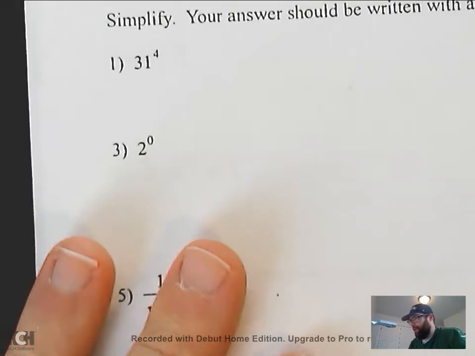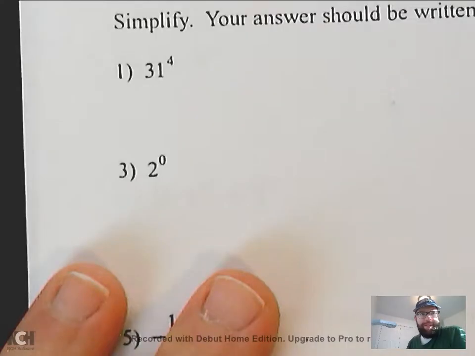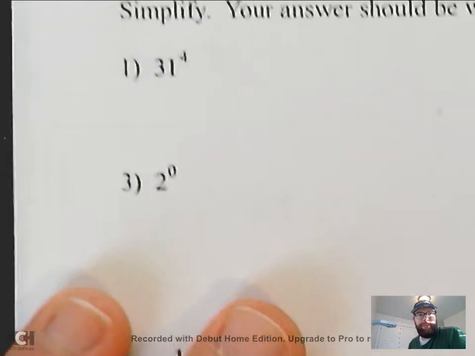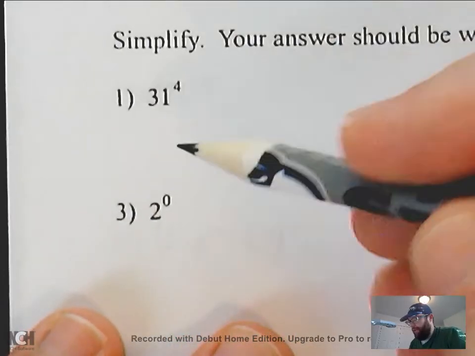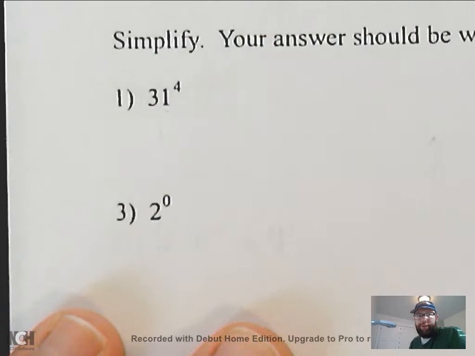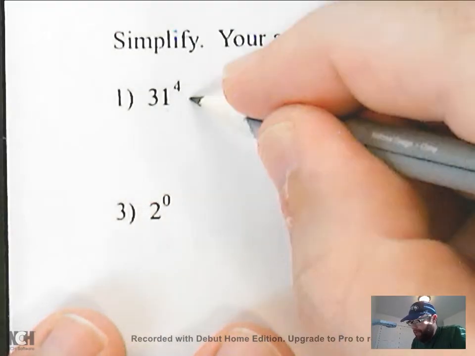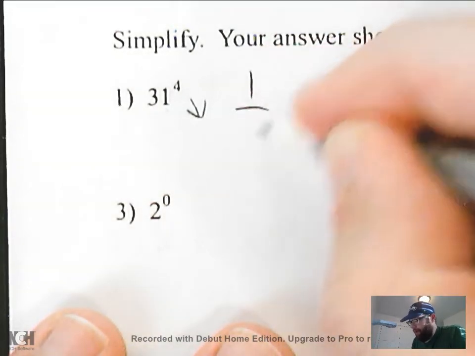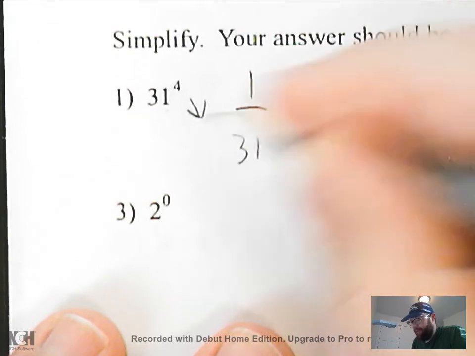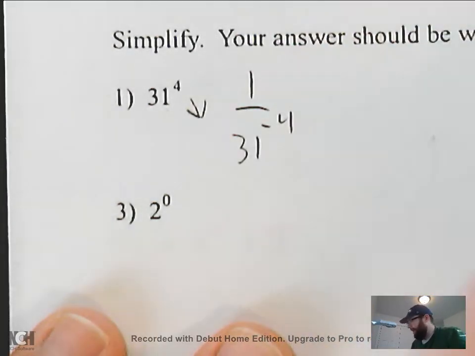So for these first couple, I'm going to zoom in here a little bit more just because it's such a small looking problem. The first problem you'll see is just 31 to the 4th power. It's already in its exponential form. We just need to write it as its negative exponent, so we need to flip it across the fraction bar. It would go downstairs and become 1 over 31 to the negative 4. Nothing's really changed with the number. It's just now at negative 4.